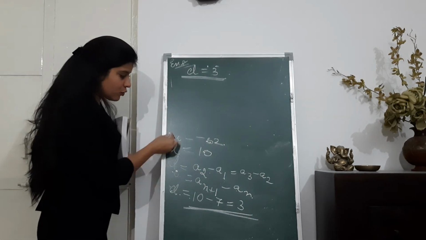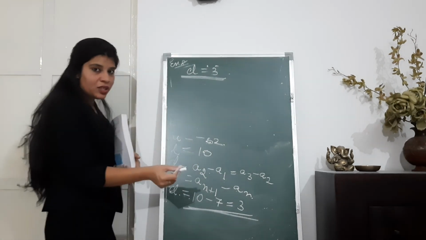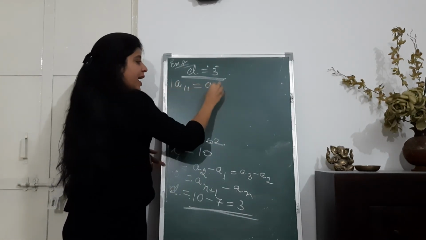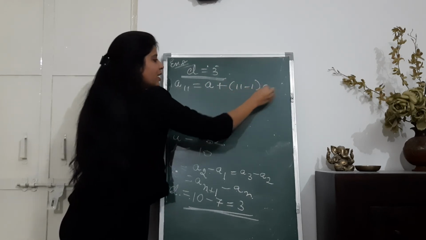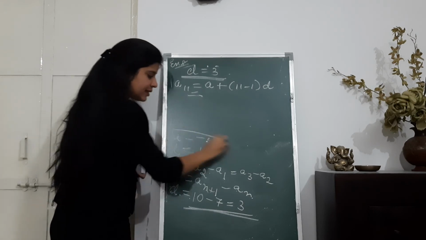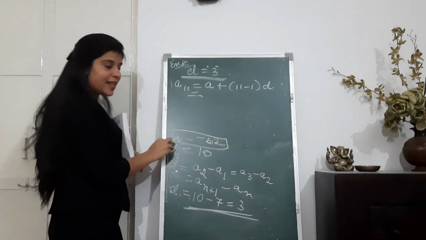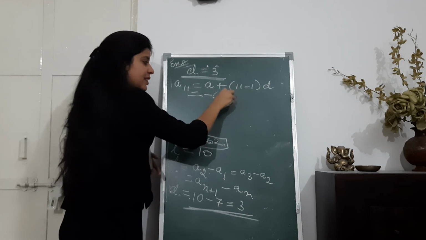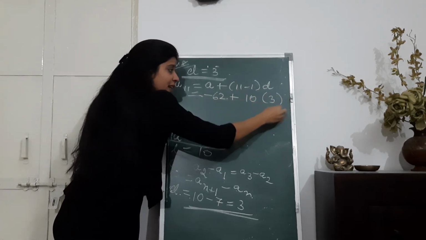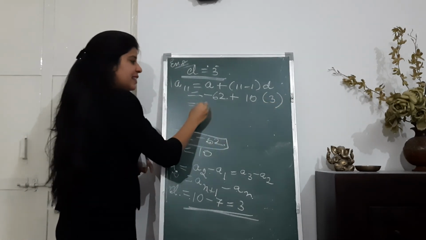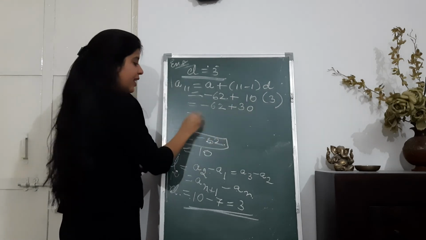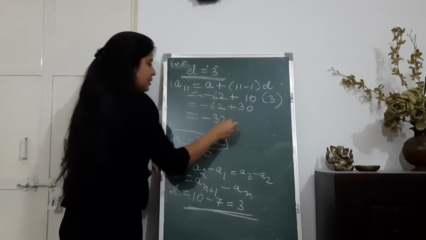Now clearly we have to find the 11th term of this series. So A11 will be A plus 11 minus 1 into D. What is A for this case? The first term for this case is minus 62, right? Minus 62 plus 11 minus 1 is 10. And what is D? 3. So minus 62 plus 30, which is again nothing but minus 32.